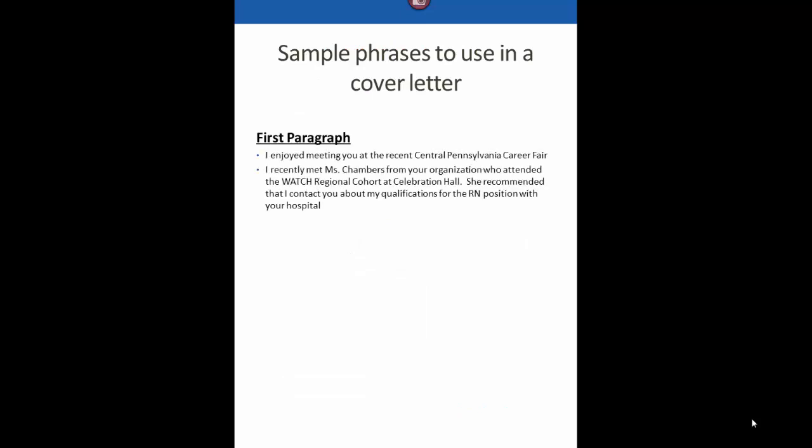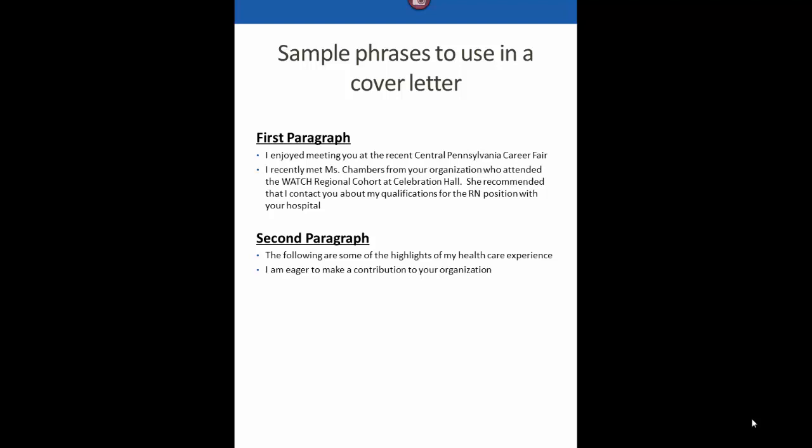Here are just a few ideas for some phrases that you could use in each section of the cover letter. For the first paragraph, I enjoyed meeting you at the recent Central Pennsylvania Career Fair. Or, I recently met Ms. Chambers from your organization who attended the Watch Regional Cohort at Celebration Hall. She recommended that I contact you about my qualifications for the RN position with your hospital.